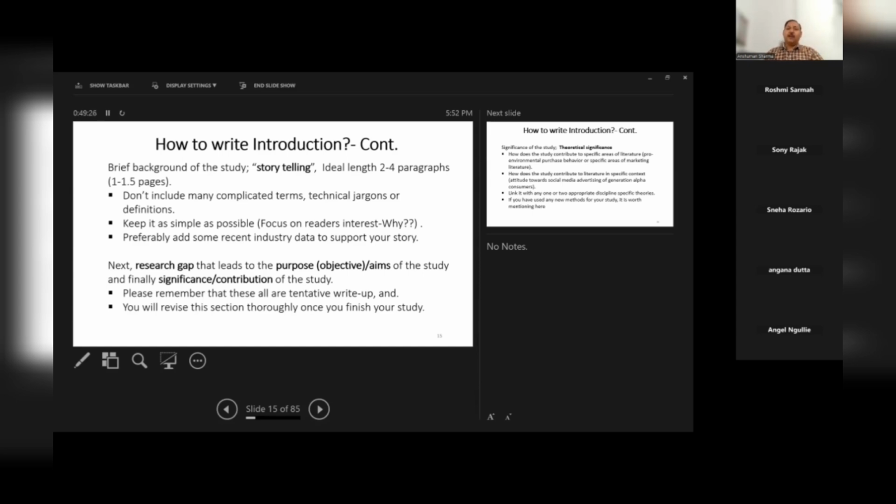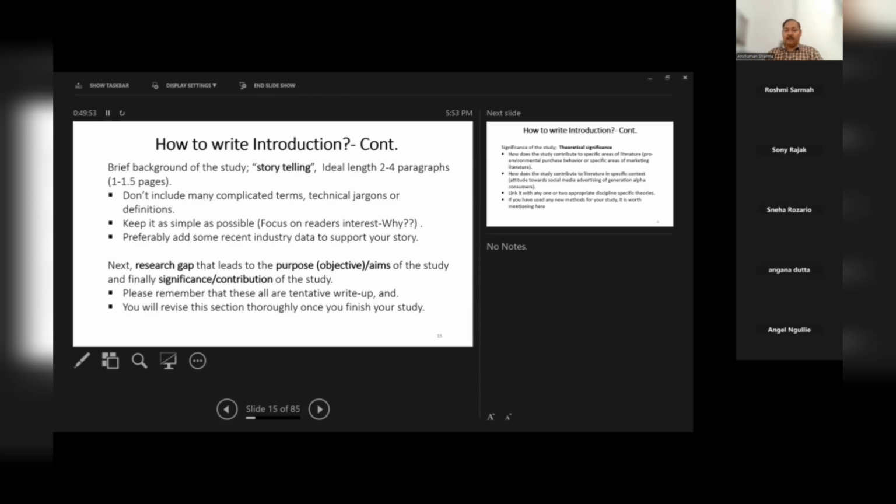Then the next paragraph will start with "However," and say that previously this 1, 2, 3, 4, 5 has been done. However, these 1, 2, 3 are missing. And out of these missing ones, I'm going to address 1 or 2, and this is the research gap. And then you have to give the justification of why you believe that this is important. You have to write that in the introduction section.